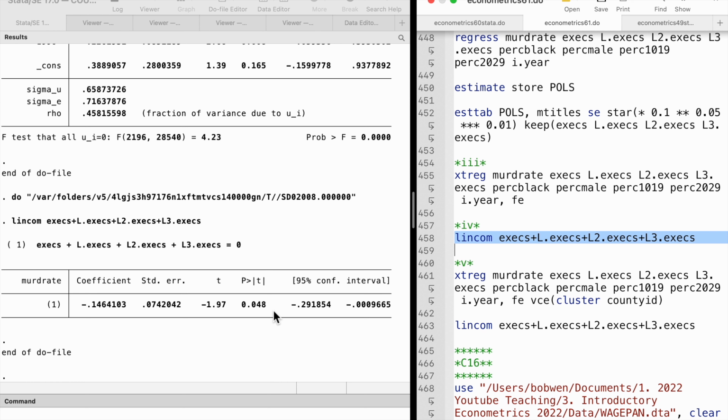and its p-value against a two-sided alternative is 0.048. It suggests that the long-run propensity is statistically different from 0 at the 5% level.